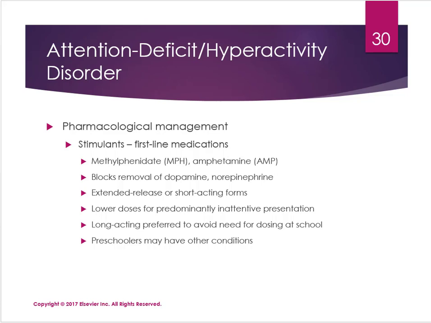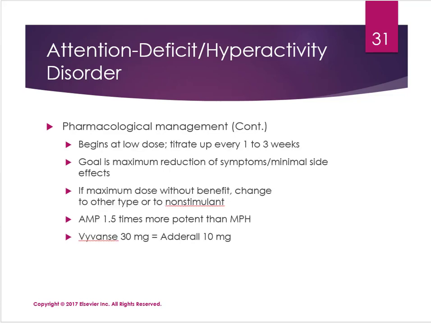We're not going to go into the specifics of each individual medication, but in table 20-7 there's a great chart of the stimulant medications to use with ADHD. When prescribing these medicines, always be sure to start at a lower dose and titrate up every 1 to 3 weeks depending on the goal that you have set. Your goal is to maximize reduction of the symptoms and have minimal side effects that impact the child. And if you find that the maximum dose does not give the benefits that you want, you may need to change to another type or go to a non-stimulant. And when deciding on medications, it's important to consider the following.